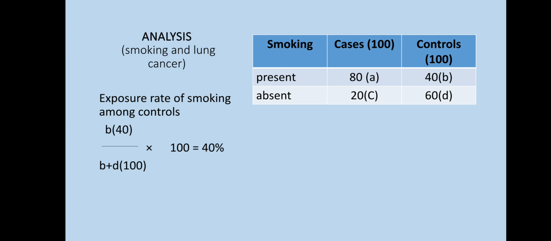This is the exposure rate of smoking among controls. It will be calculated by the same formula, B divided by B plus D, multiplied by 100, and the result is 40%. So we can say that 40% in controls smoke, but they do not have the lung cancer. So the exposure rate of smoking among controls is 40%, while the exposure rate of smoking among cases is 80%. So this exposure rate only gives us a crude idea.